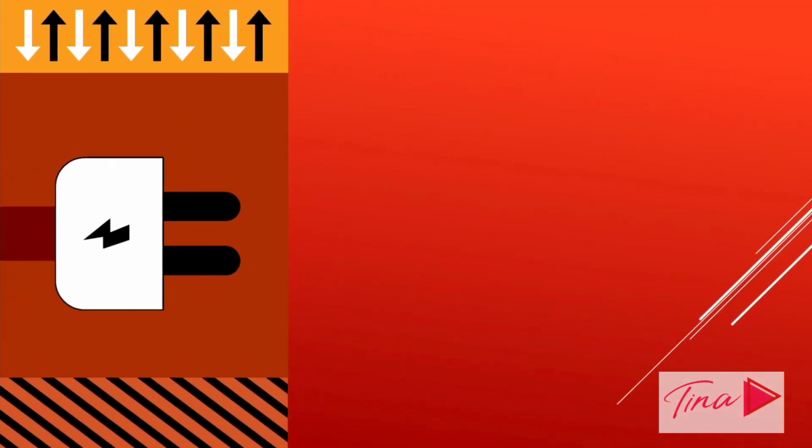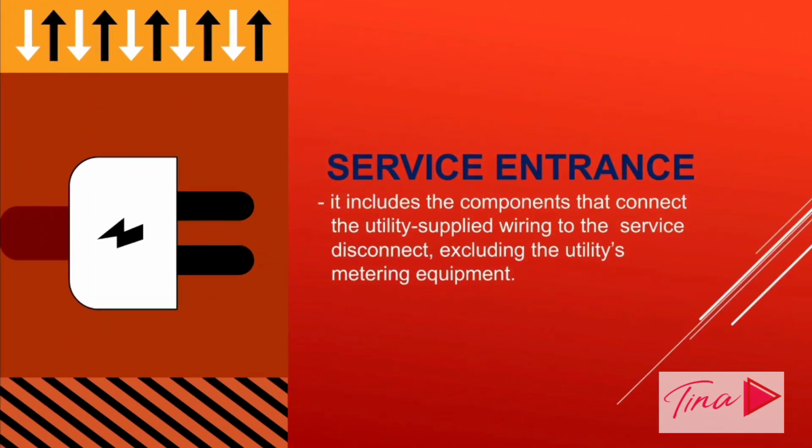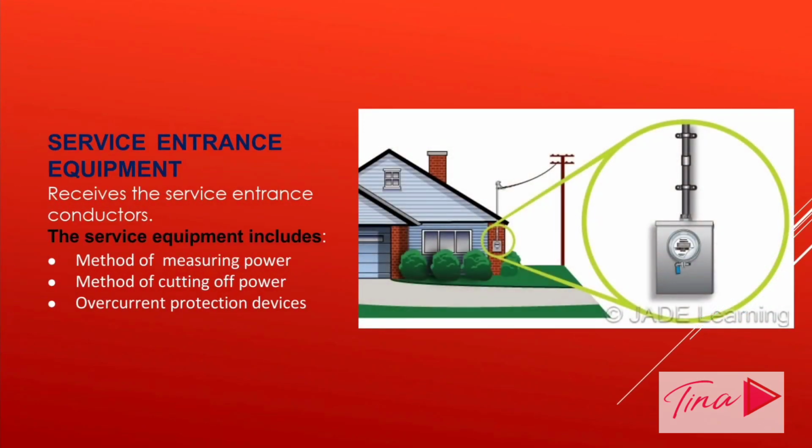When we say service entrance, it includes the components that connect the utility supplied wiring to the service disconnect, excluding the utility's metering equipment. When we say service entrance equipment, this receives the service entrance conductors. The service equipment includes a method of measuring power or metering equipment, a method of cutting off power, main disconnect or switchgear, and overcurrent protection devices, which are the circuit breakers or fuses that protect the service entrance conductors.